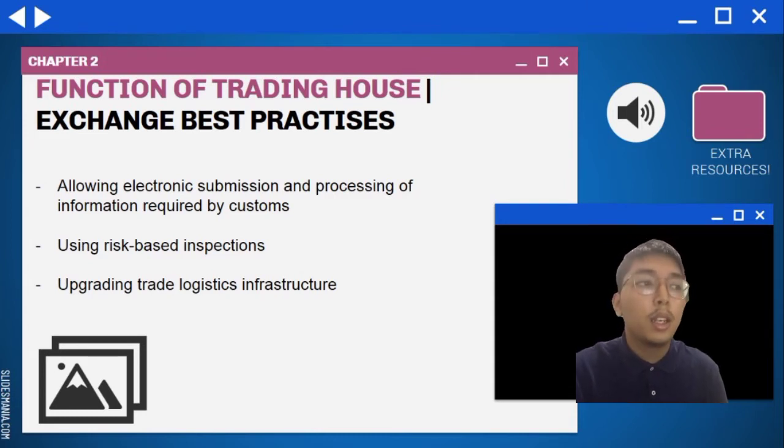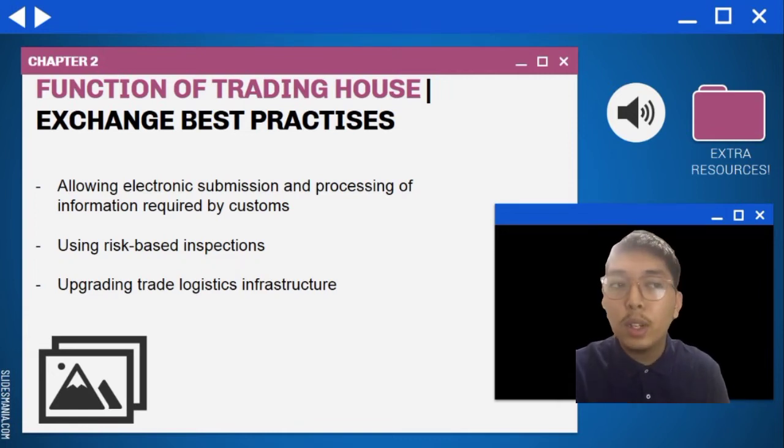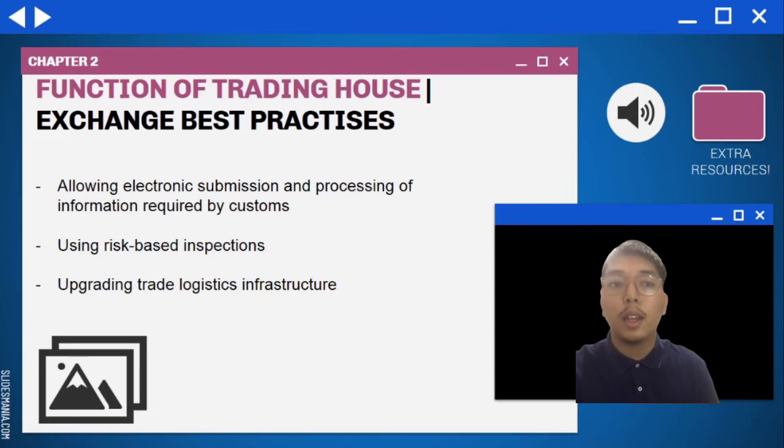The next one is using risk-based inspection. Requiring imports and exports to undergo inspection for tax, security, environmental, border control and health and safety reasons is often necessary. How these inspections are carried out, including how cargo is selected for inspection, however, varies across economies. Inspection can be a serious obstacle to efficient and predictable trade when done with a heavy hand.